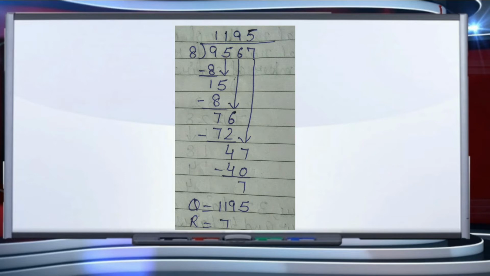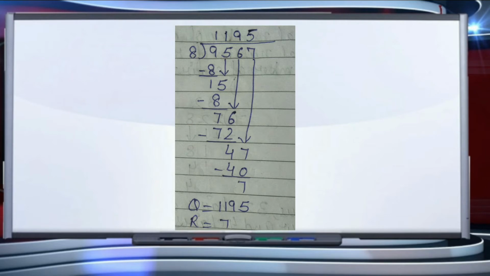9567 divided by 8. In the same way we will check the thousands place. It is 9, only one number, greater than the divisor 8. So 8 ones are 8. Here 8 will come. 9 minus 8 will be equal to 1. Now 1 is less than 8, so division is not possible. We will take 5 down. That is, it will become 15 here.